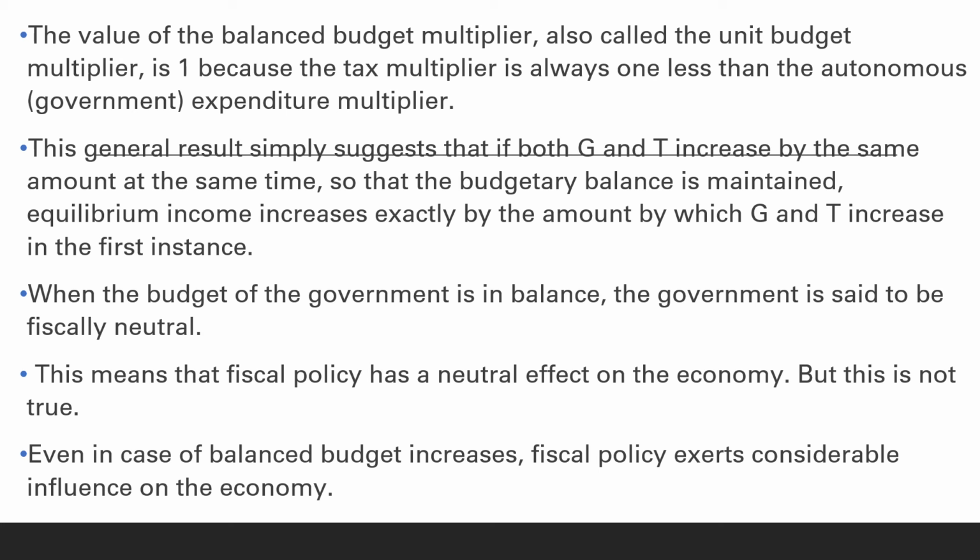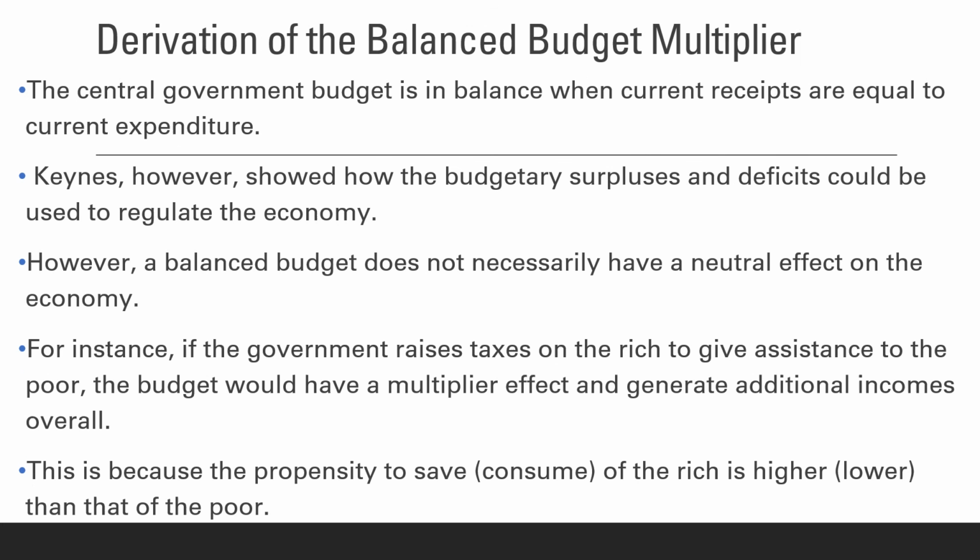When the budget of the government is in balance, the government is said to be fiscally neutral. This means that fiscal policy has a neutral effect on the economy, but this is not true. Even in the case of balanced budget increases, fiscal policy exerts considerable influence on the economy. How can we derive the balanced budget multiplier? The central government budget is actually in balance when the current receipts are equal to the current expenditure. Keynes, however, showed how budgetary surpluses and deficits could be used to regulate the economy.